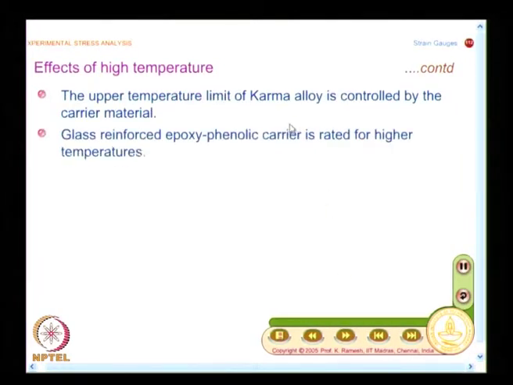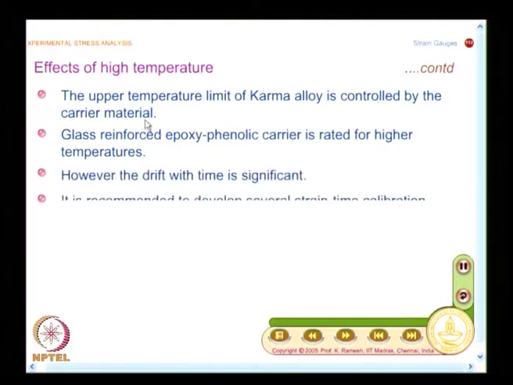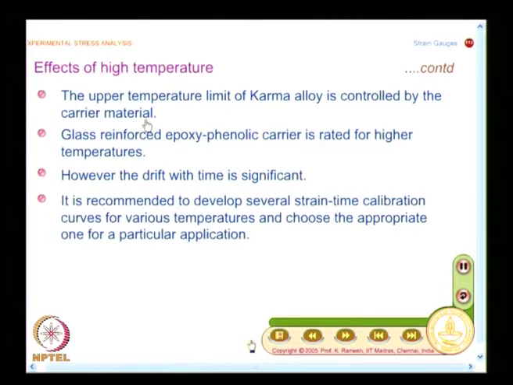And to what extent Karma alloy can be used is dictated by the carrier material. And as I mentioned earlier, glass reinforced epoxy phenolic carrier is rated for higher temperatures, but you have the problem of drift with time, which is significant. So, as I mentioned earlier, develop several strain time calibration curves for various temperatures and choose the appropriate one for a particular application.